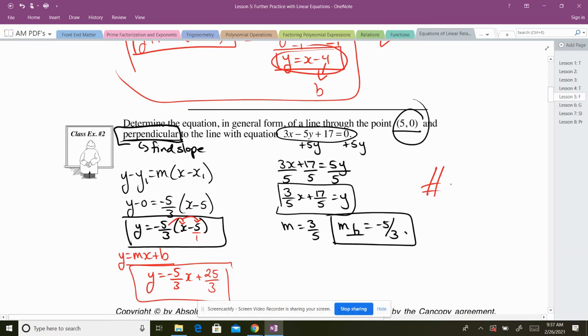Number 1, pick 3. I don't care which ones. Number 3, C and D, please.